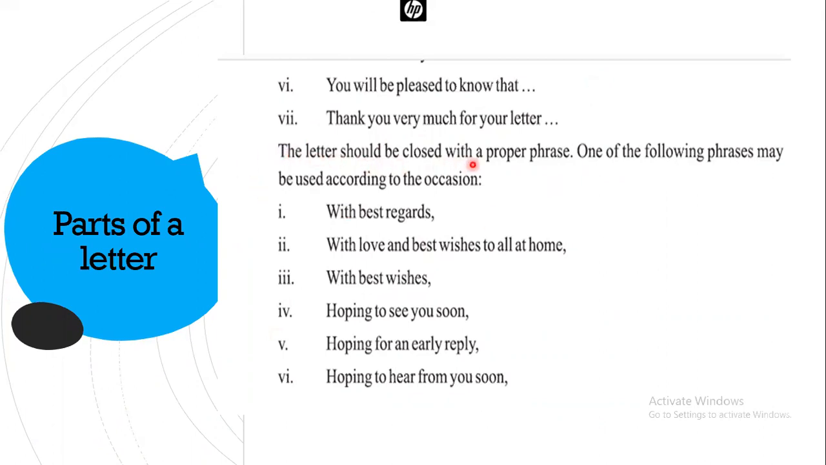The letter should be closed with a proper phrase. One of the following phrases may be used depending on the occasion. With best regards, that would be the ending. With love and best wishes to all at home. With best wishes, hoping to see you soon. Hoping for an early reply. Hoping to hear from you soon.